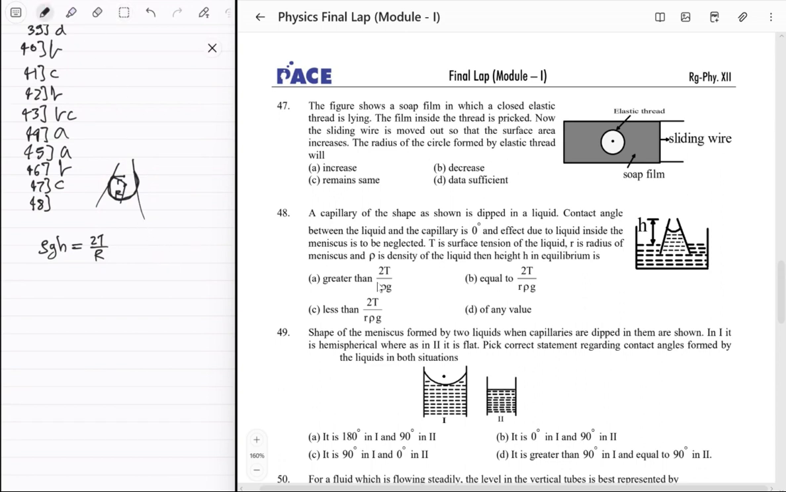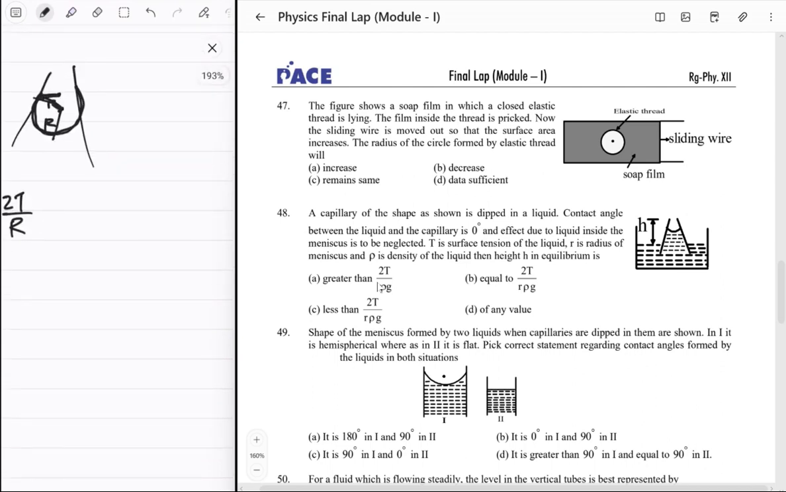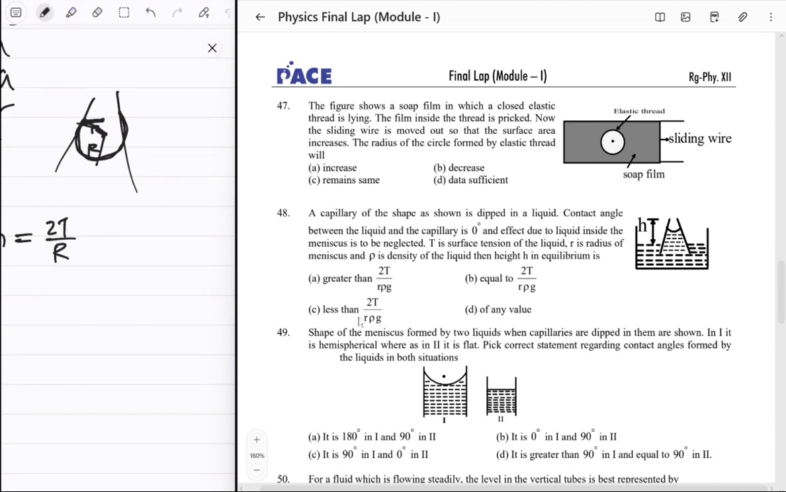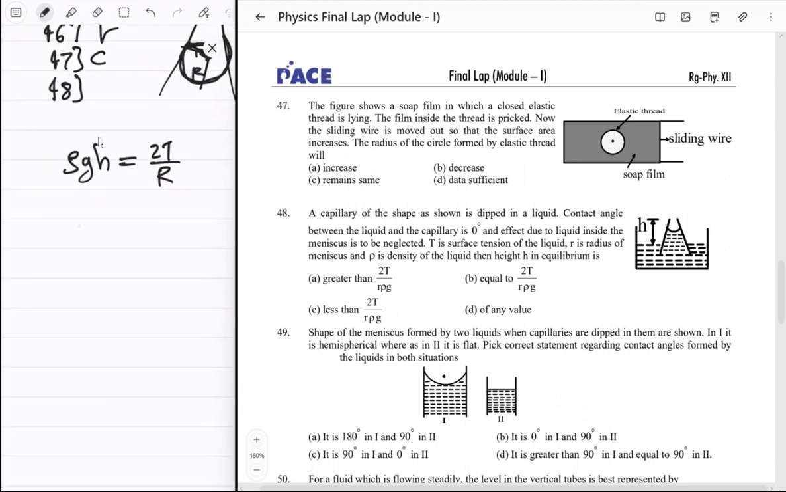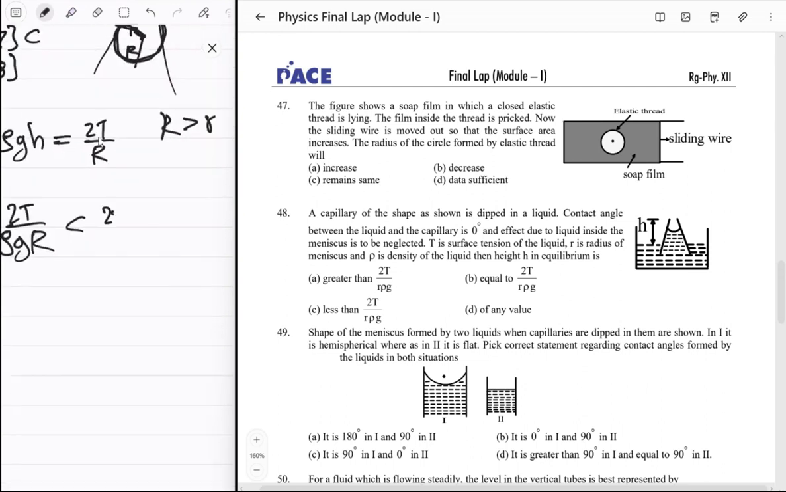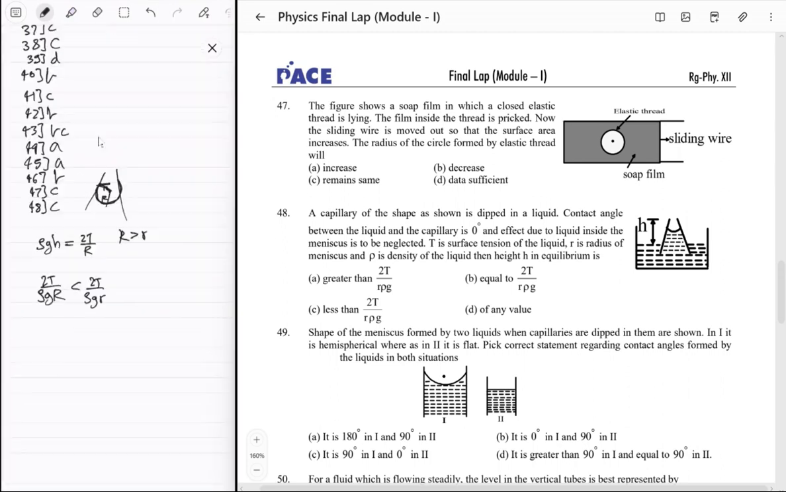Honestly. Oh wait, I think r is really like this thing and not this thing. अच्छा अगर ऐसा है, oh and it's greater than equal to तो नहीं है, less than क्या है exactly ऐसा पूछ रहे हैं ना. Yeah. So as you can see, capital R is bigger than small r, right? So 2t upon rho g capital R. Because capital R is bigger than small r, this thing is going to be less than 2t upon rho g small r. So C is the answer, I guess. I don't know. Next question.